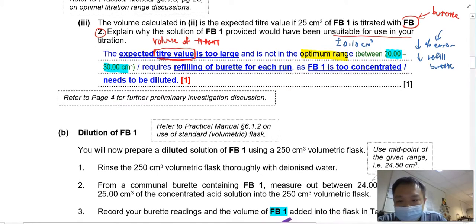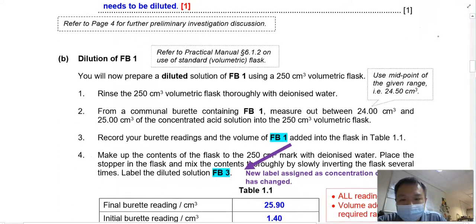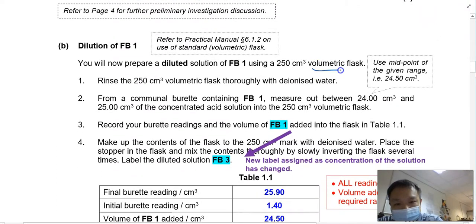So as a result, in part B, we will have to prepare a diluted solution using a volumetric flask. We mentioned before how to use a volumetric flask. A volumetric flask looks something like this, right?